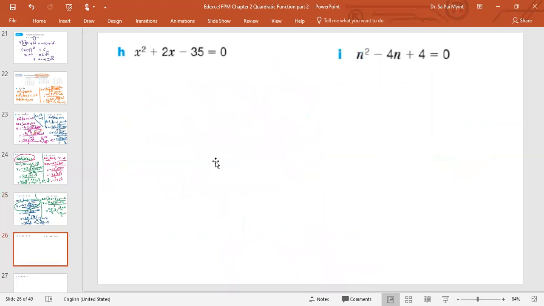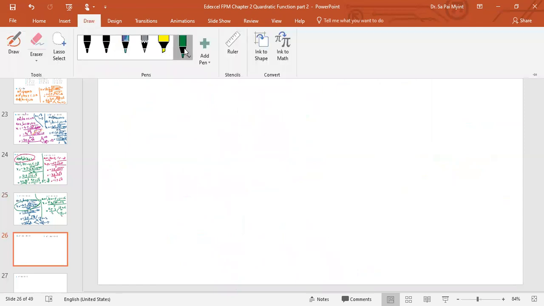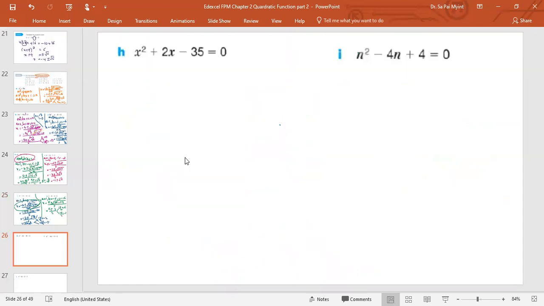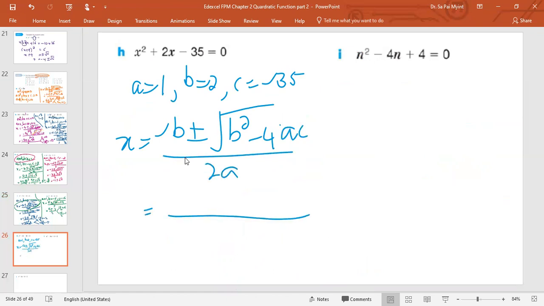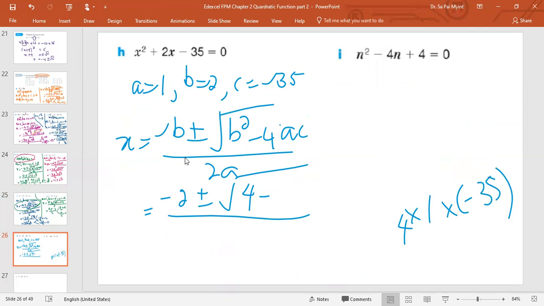Okay, H. A equal to 1, B equal to 2, C equal to minus 35. And then x is equal to negative B plus or minus square root of B square minus 4AC over 2A. Negative B is minus 2, plus or minus square root of B square. 2 square is 4, minus 4AC. 4 into A is 1, C is minus 35. Minus changes to plus.